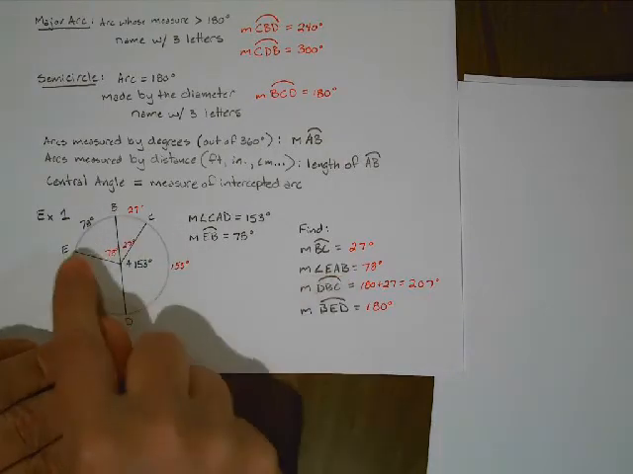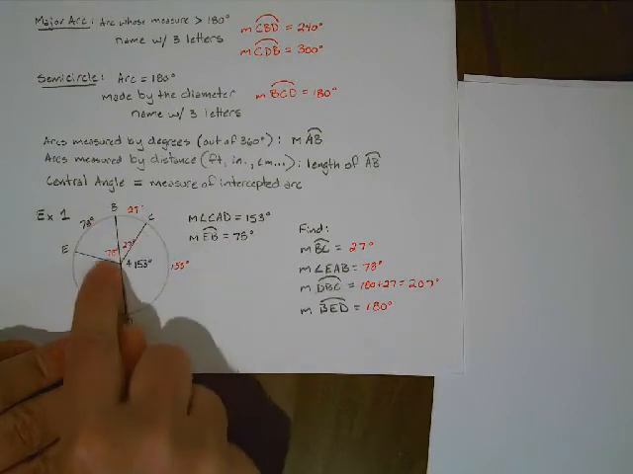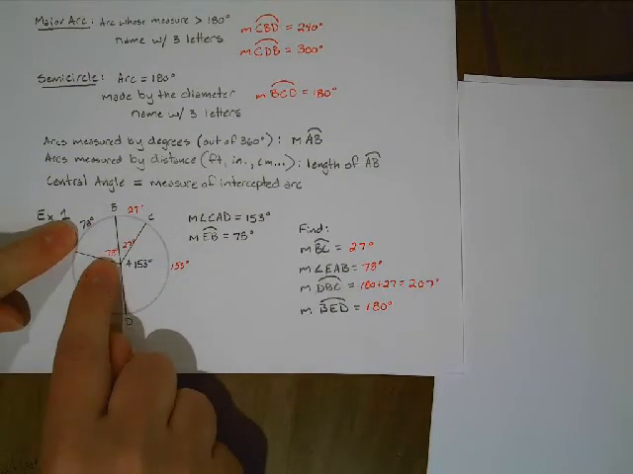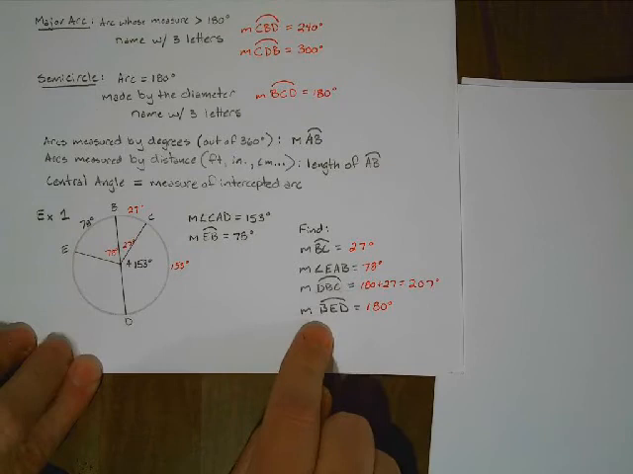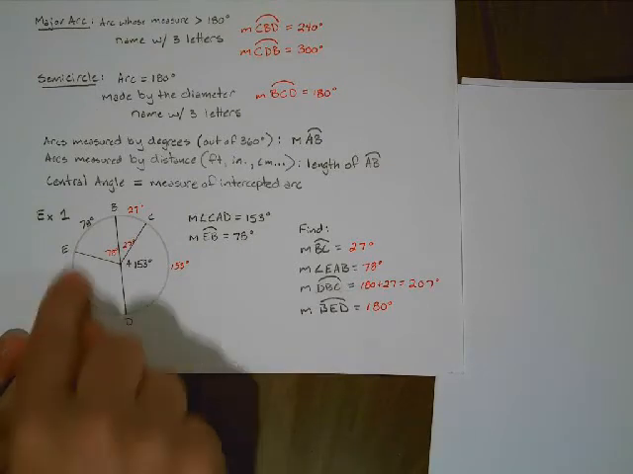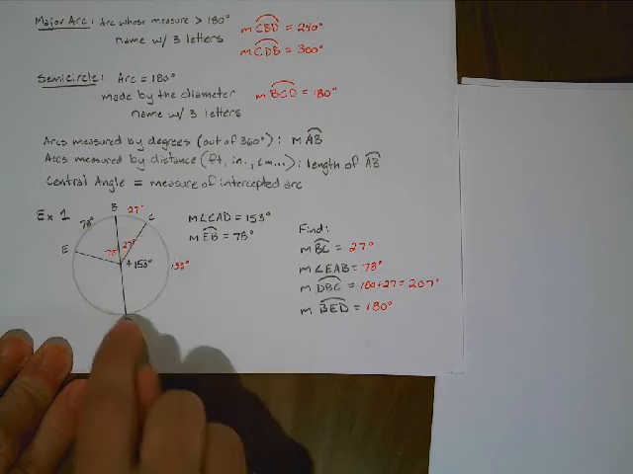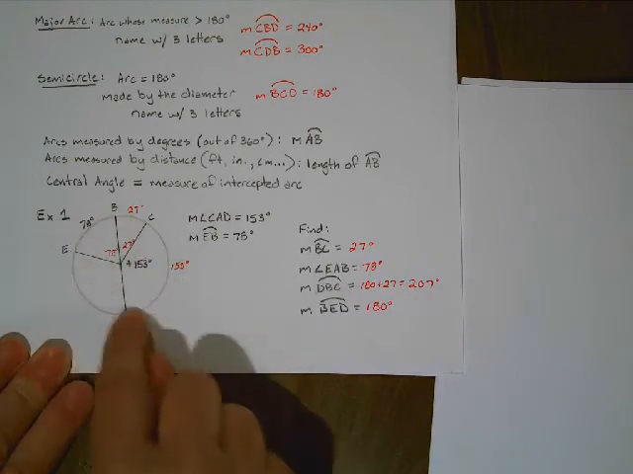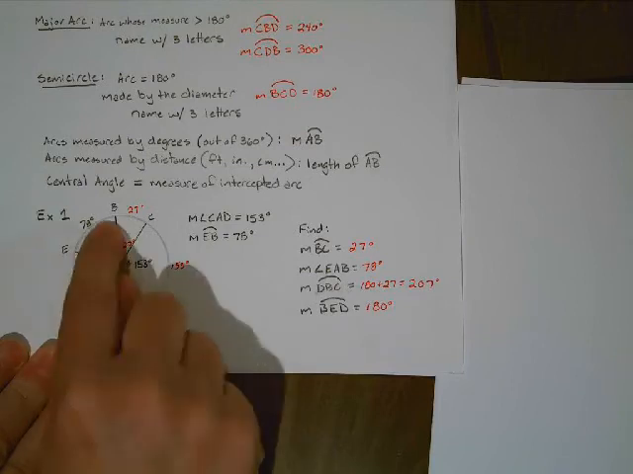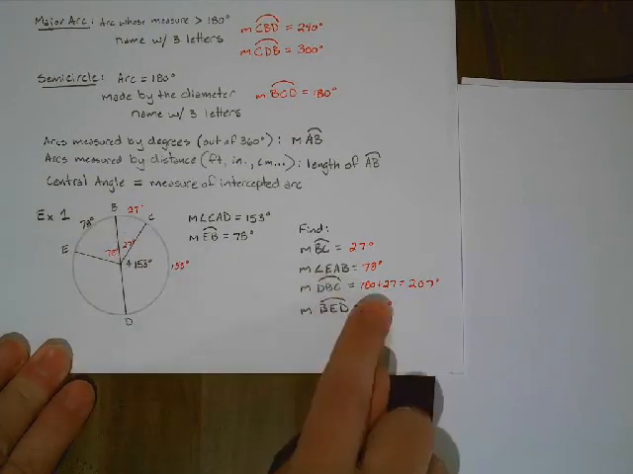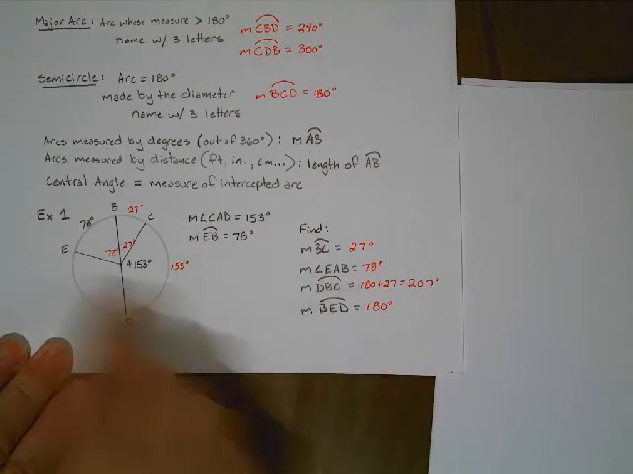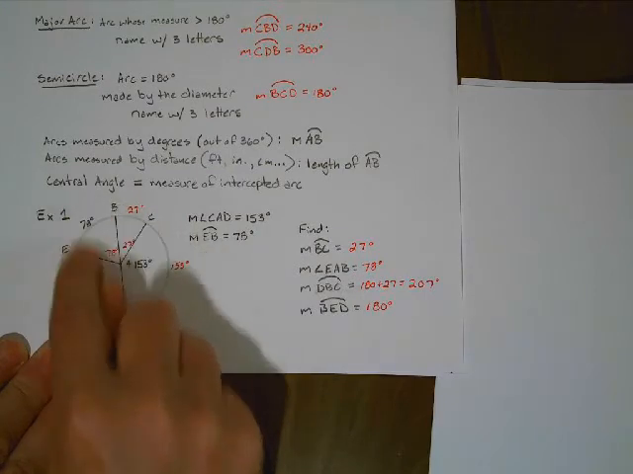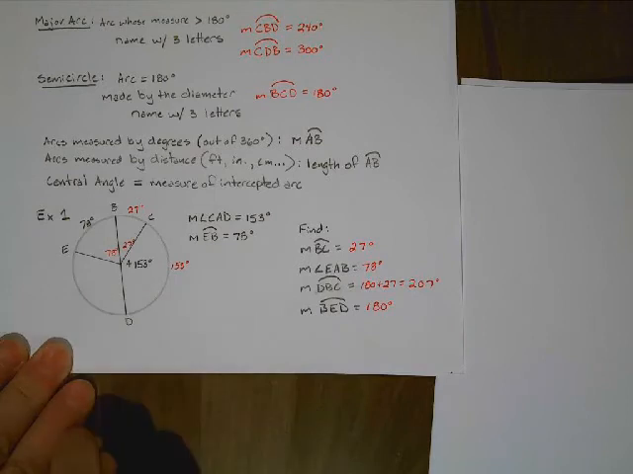EAB, that's the 78. That's because central angles and intercepted arcs are the same. DBC, 207. So that's a major arc. So D, B, and then ending at C. This all is 180 degrees from here to here. From D to E to B, that's 180, and then plus 27. So I did 180 plus 27 and got 207 degrees. BED, that's a semicircle, so that's 180 degrees for that arc right there. Let's look at a couple more questions.